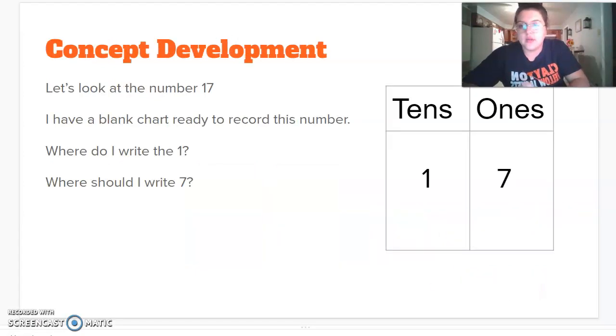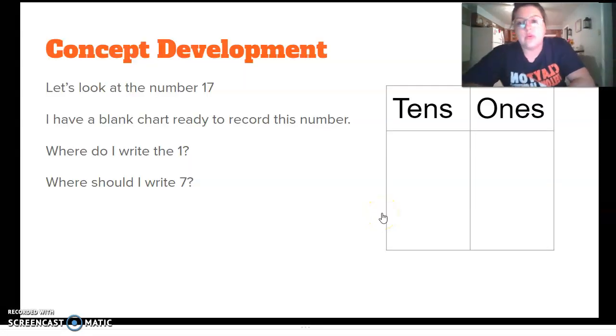Okay, so now we're going to move on to our concept development. So if we look at the number 17, just looking at it here in this statement, I have a blank chart ready to record this number. Where would I write the 1? So when we look at the number 17, we see that the 1 is in the what place? Tens. We have 1 10, which is equal to 10.